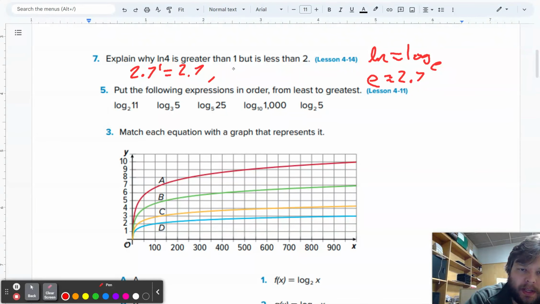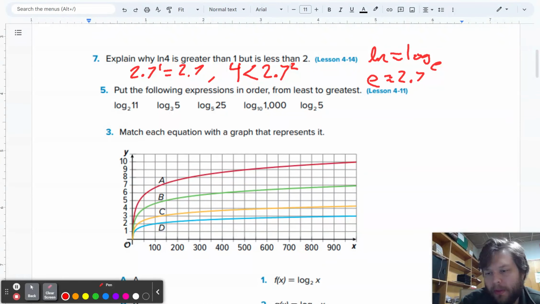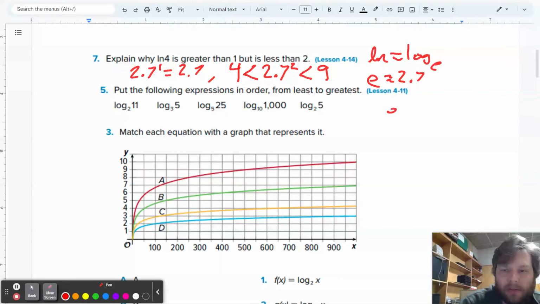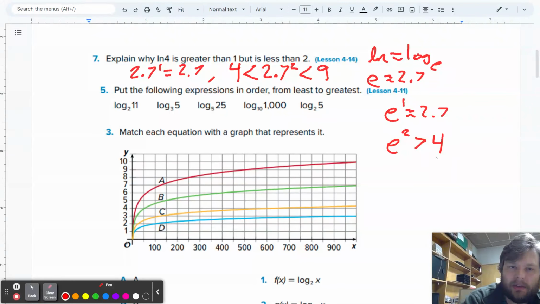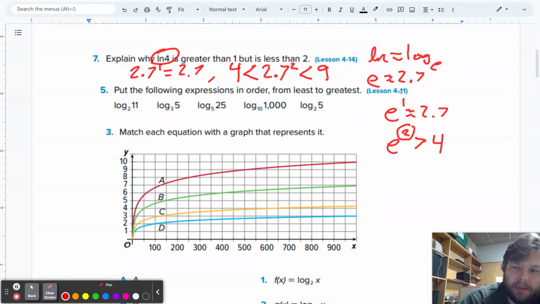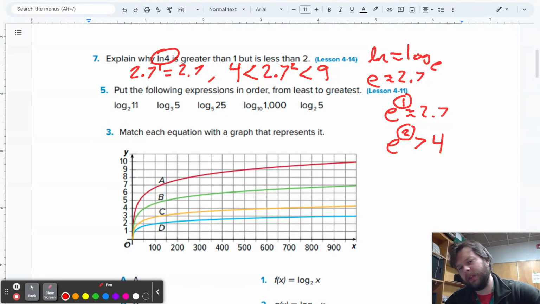So, for example, what I know is that 2 squared is 4, and that's smaller than 2.7 squared, right? 2.7 is bigger than 2, so 2.7 squared is bigger than 2 squared, but it's also smaller than 3 squared. So what I know is that e to the first power is about 2.7, and e to the second power is bigger than 4. So if it asks me about the natural log of 4, I know that has to be smaller than 2. I know it also has to be bigger than 1 because 4 is bigger than 2.7. Okay, that was just doing it without grabbing a calculator.